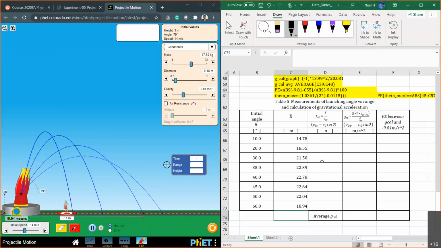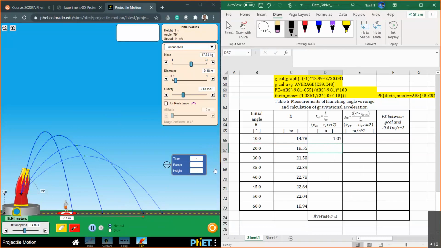All right, now let's finish this table first. Correction. Okay, so let's do this. Time first, right? Time is the range over V0x, equal sign, range C66 divided by parentheses, V0 is 13.99 multiplied by cosine, but you know angle must be with the radian function always in Excel, okay? Radian function, click on the 10. Close bracket for radian, close bracket for cosine, close bracket for denominator. Then you will get the time.